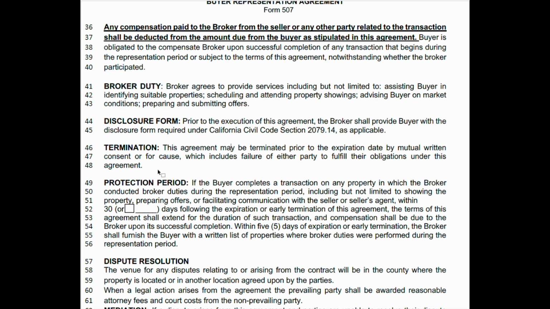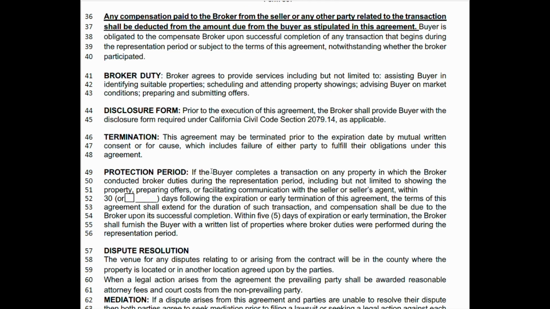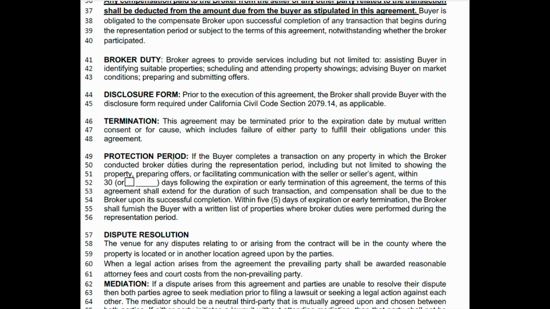Termination. Now, of course, expiration is one way that this agreement can end. But the parties can agree to terminate early by mutual written consent. Maybe a buyer and their broker just have decided they want to go different ways, or the buyer's not interested anymore, or the broker wants to fire the buyer because they're driving him nuts. I mean, anything can happen. And in a case of early termination, they can both sign to terminate this. But even then, there's a protection period.